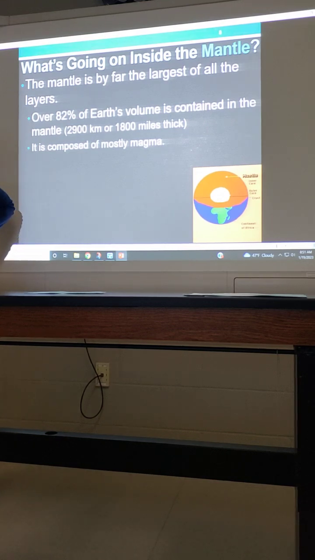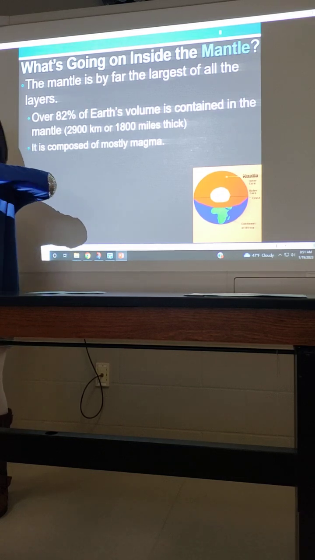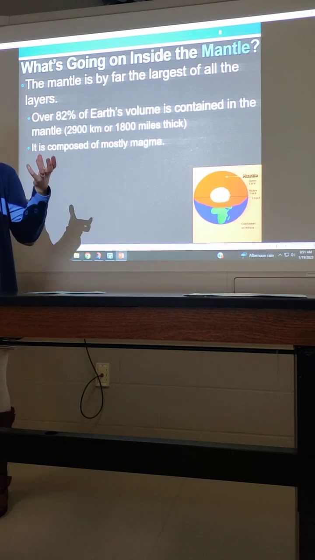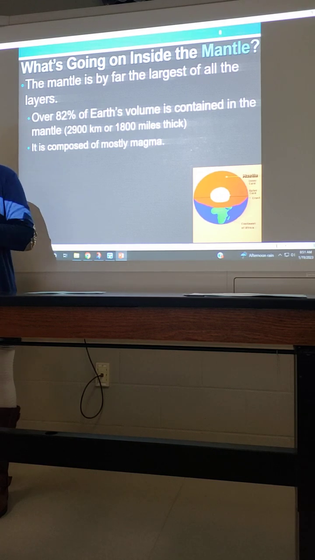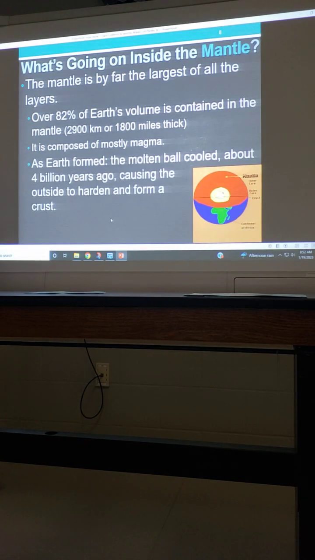So it is made of what we call magma. Magma is lava. So what you picture in a volcano, that hot, gooey, thick, boiling material, we call that magma when it's under the surface. It's the exact same thing. We don't call it lava until it reaches the surface. And we'll look at some videos that show this really well. As the Earth formed, it was a molten ball, molten meaning melted, liquidy, hot, boiling. It started to cool about 4 billion years ago, and it caused the outside of the planet to harden into our crust.